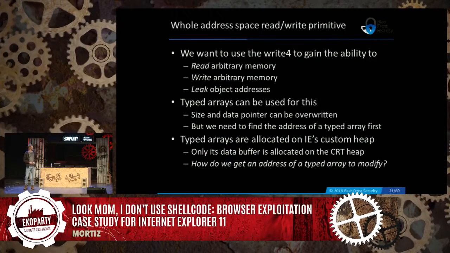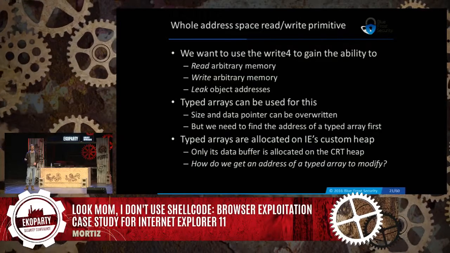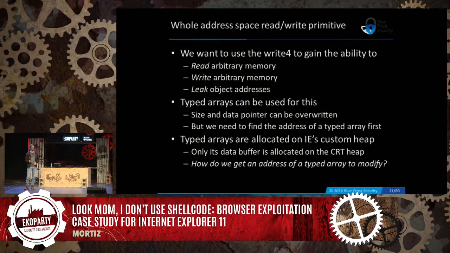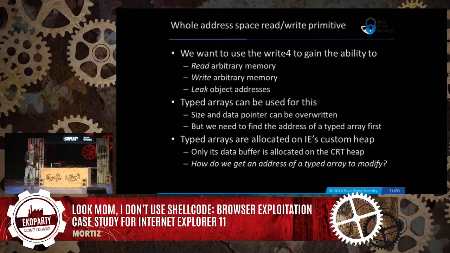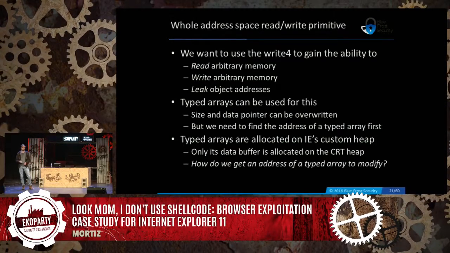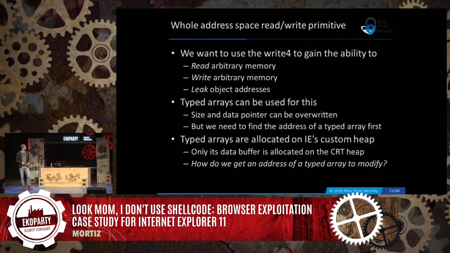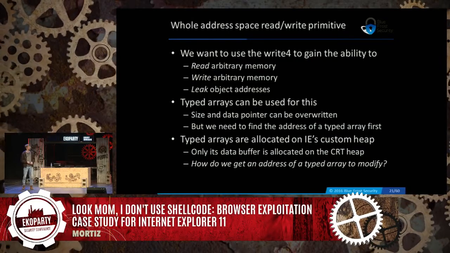The issue here is, first, we need to find such an object in memory. And these objects are allocated on IE's custom heap, so only the underlying array buffer is stored on the CRT heap. So the question is, how do we find one of these objects?